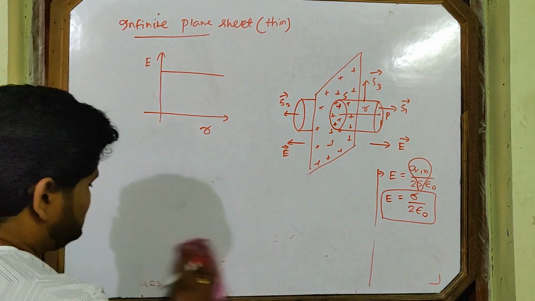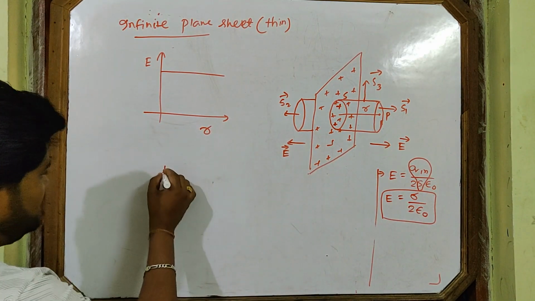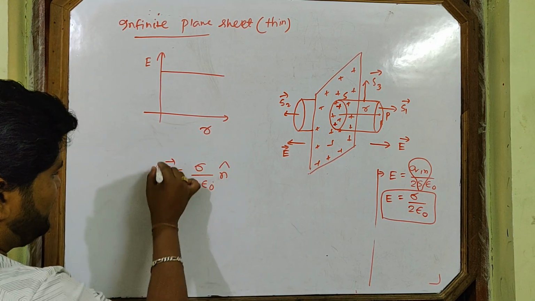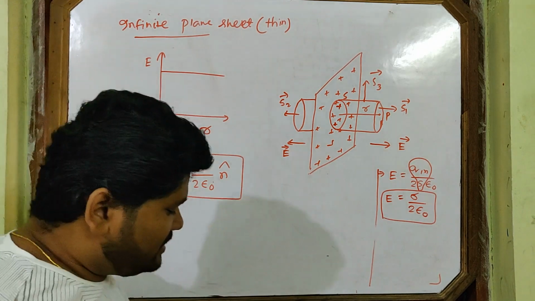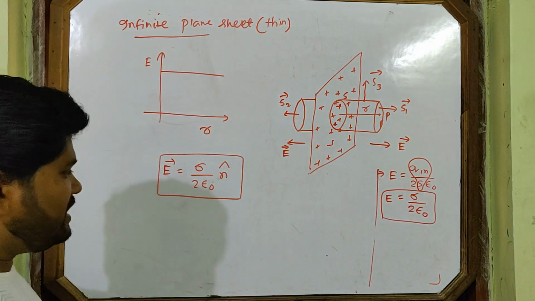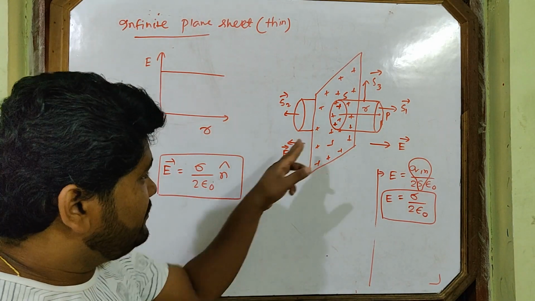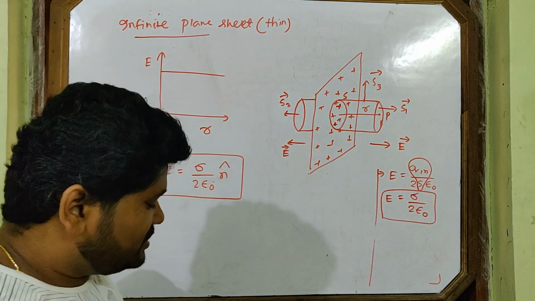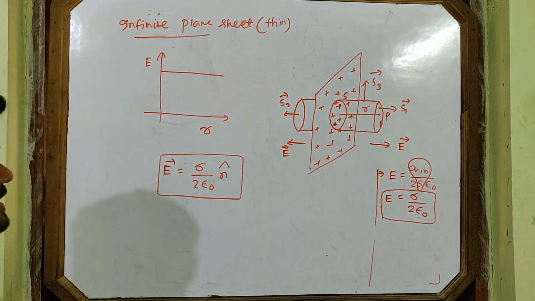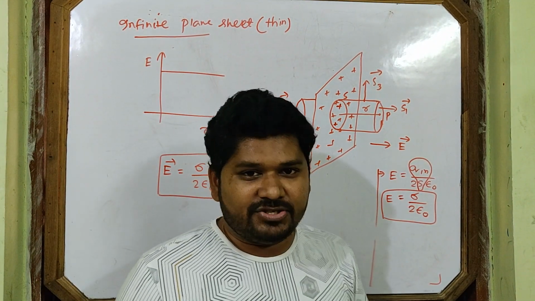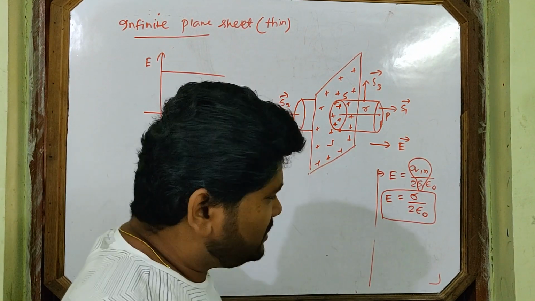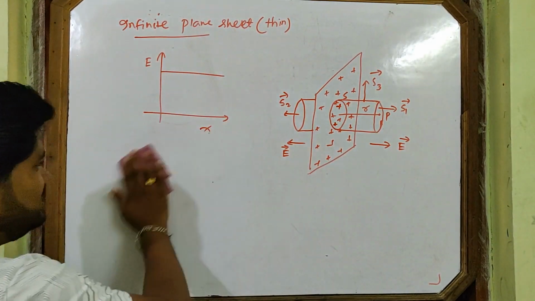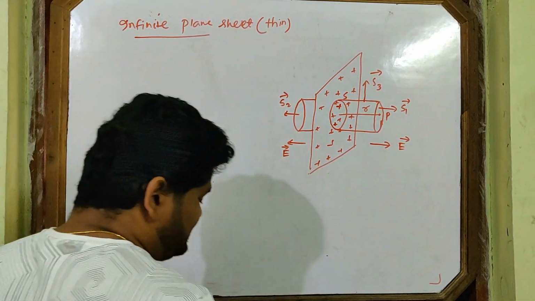Then next question will come, that is the vector form. E vector equal to sigma by 2 epsilon naught n cap. Always it comes, and write the vector form. Where is the direction of n cap? N cap direction is, if positive then away, if negative then towards. So this is about infinite thin sheet of charge. Now we come to the application number 3. But before that I am telling you one thing. This is about infinite thin sheet.